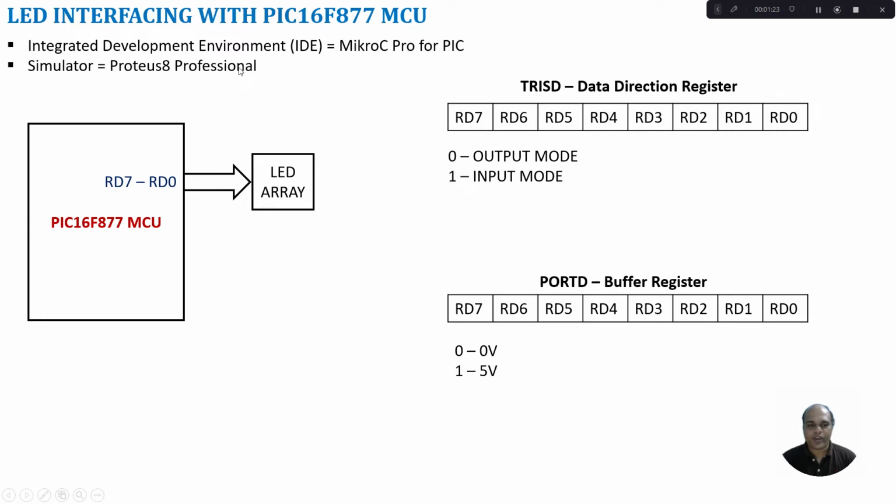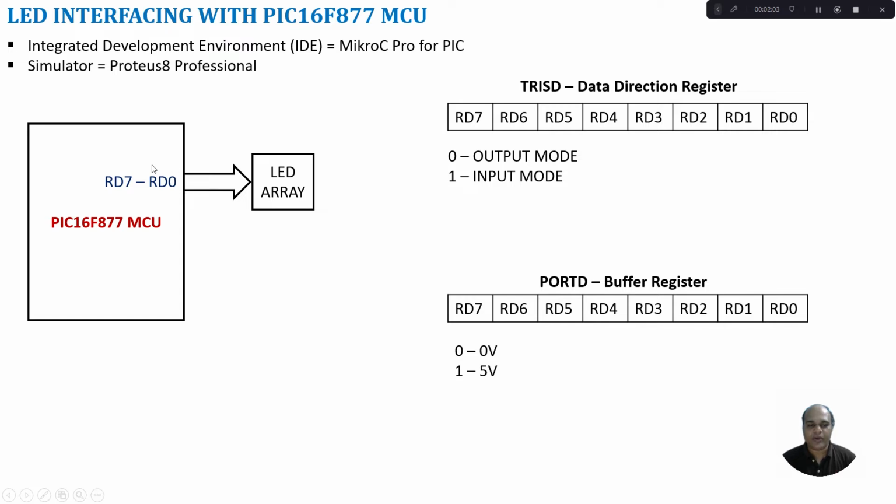So as a first program, we are going to do a simple LED interface with PIC16F877 microcontroller. And an LED is a two-terminal device which has an anode and a cathode. So the anode can be connected to a plus 5 volt supply and the cathode can be connected to ground. By simply connecting this anode and cathode to a supply, we can make the LED glow. So here in this program, I am going to interface an LED array. Around 8 LEDs we are going to connect to port D of your microcontroller.